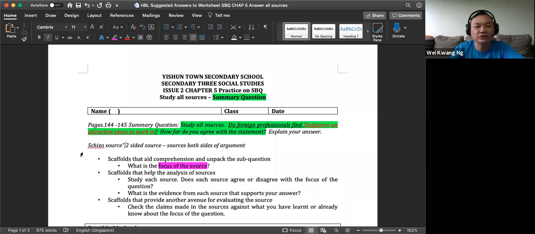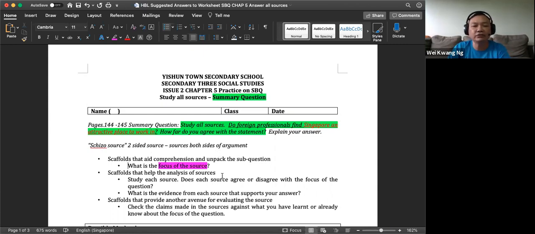So what does this schizo source or two-sided source actually mean? That means that in this source, they actually have two different viewpoints. That means it answers the question on both sides of the argument. So we call it a two-sided source.